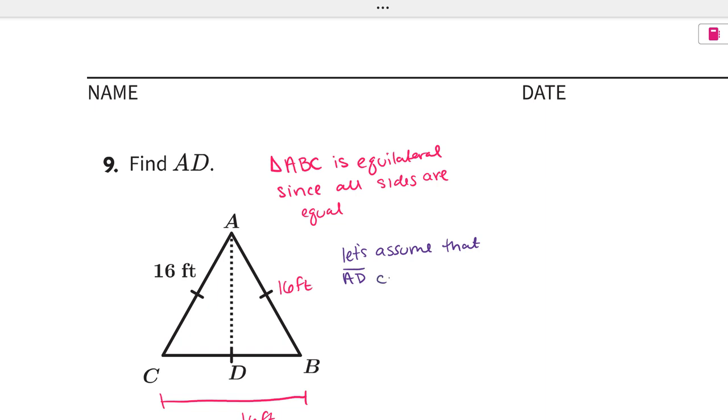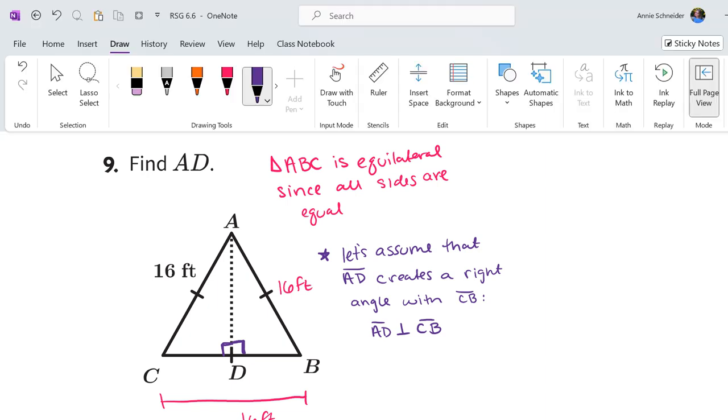line segment AD, creates a 90-degree angle, so a right angle, with CB. That those two lines are perpendicular. So basically that AD is perpendicular to CB. Right, so we're going to put that this is 90 right here. It certainly looks that way, but in this problem, we are just assuming that when we're solving this problem, so we want to make sure we clarify that.